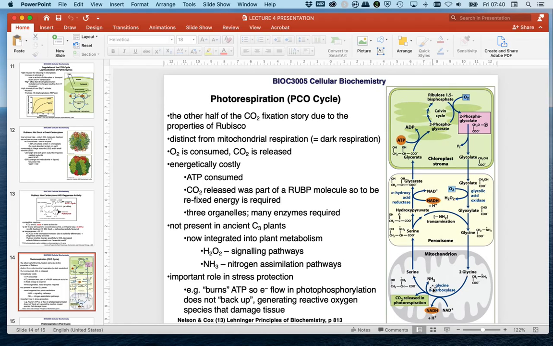So here we've got a way, well, we don't have a way, plants have a way of burning off the ATP, ensuring that ATP gets used, even though carbohydrates aren't being made, okay, directly in the PCR cycle. The ATP is being used in the PCO cycle. And that allows proton pumping to continue, that allows electron flow to continue, and that mitigates the chances of reactive oxygen species being formed. So an important pathway, and like I said, the other half of CO2 fixation.